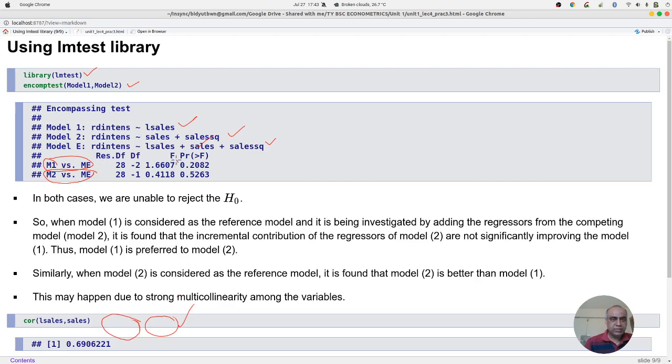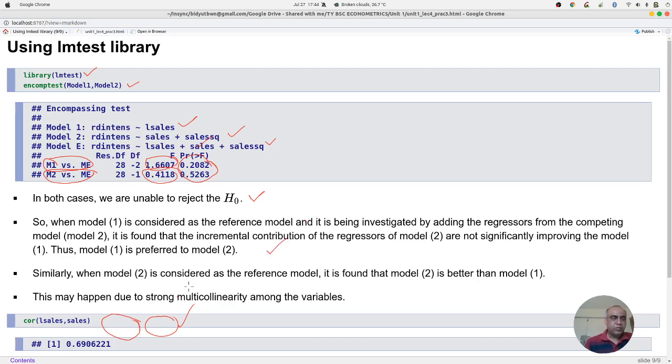Now see here, we get the same F values, 1.66 and 0.41, and in both cases they are not statistically significant. So in both cases we are unable to reject the null hypothesis. That means if we take model 1 as the reference model, and investigate this reference model by adding regressors from the competing model, that is model 2, we see that the incremental contribution of the regressors of model 2 is not significantly improving model 1. So thus model 1 is preferred to model 2.